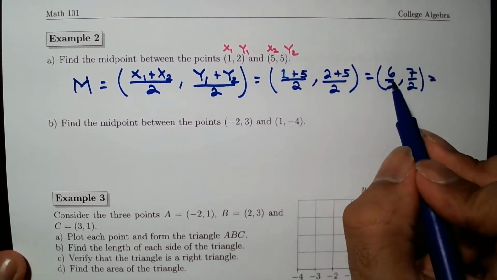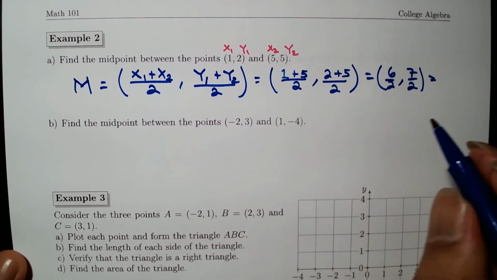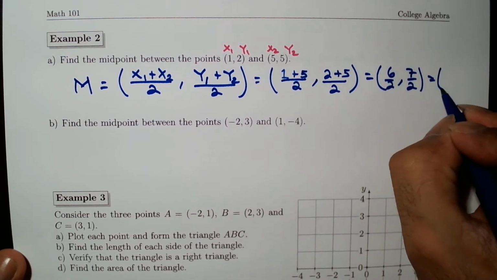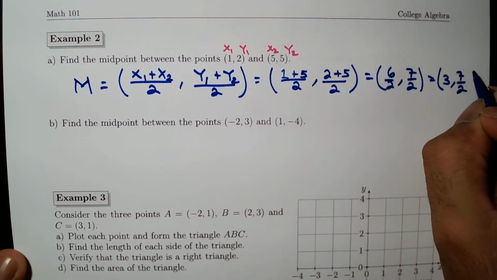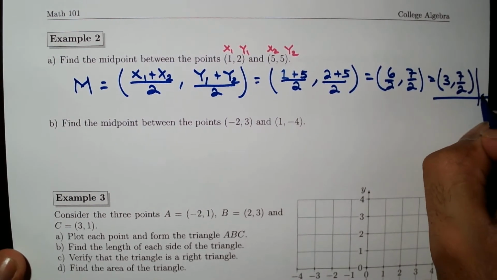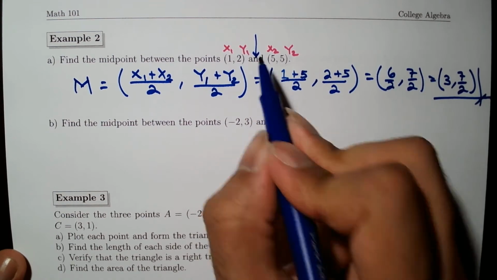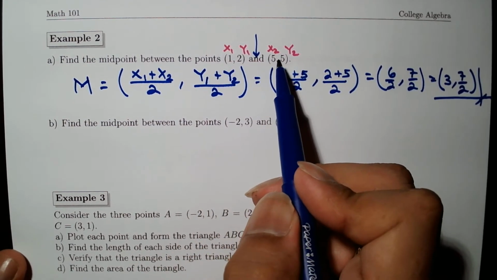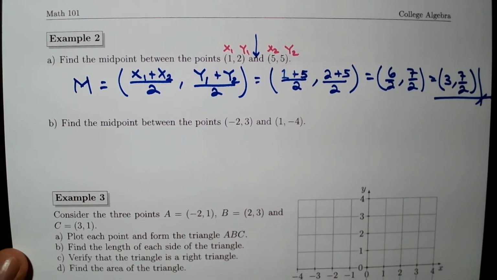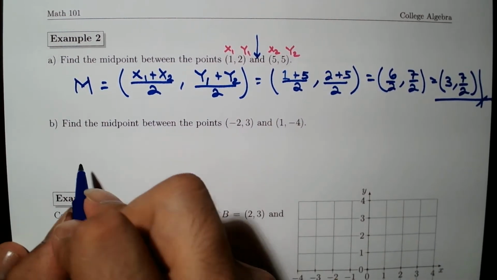Again, keep in mind to reduce everything that you can. So in this case, 6 divided by 2 is 3, comma 7 halves. So that's the point that lies exactly in the middle between (1, 2) and (5, 5). Let's do another example.